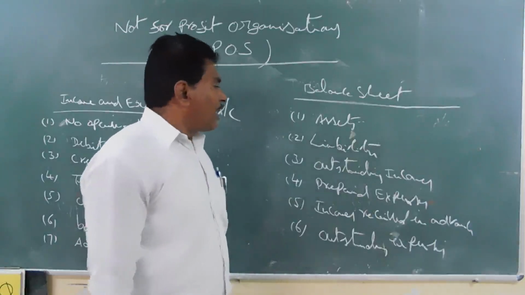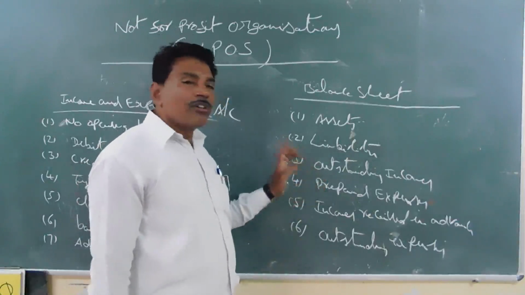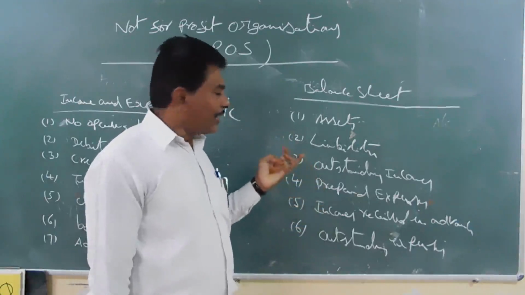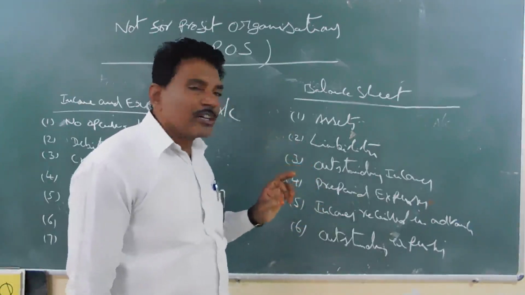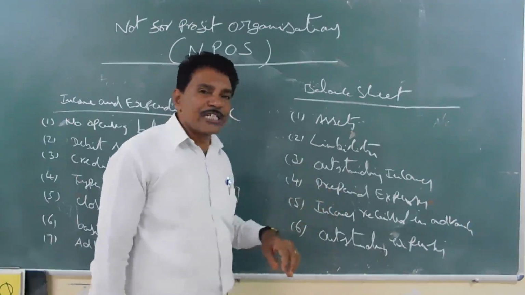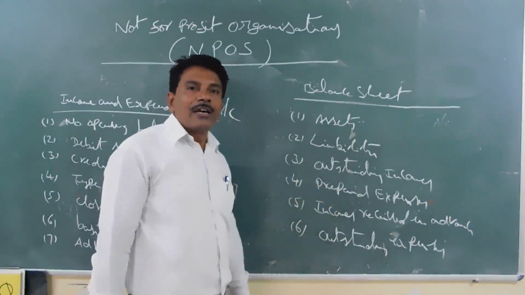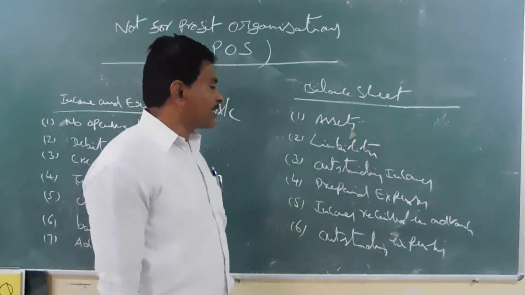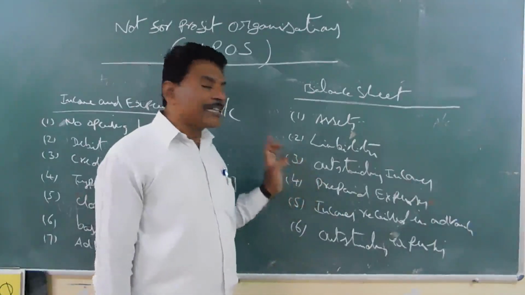capital fund. After that, if any outstanding incomes are there, like interest on investments, such type of outstanding incomes are to be shown on the asset side. Similarly, prepaid expenses. If any expenses, like salaries and rent, are paid in advance, then such type of expenses are known as prepaid expenses.